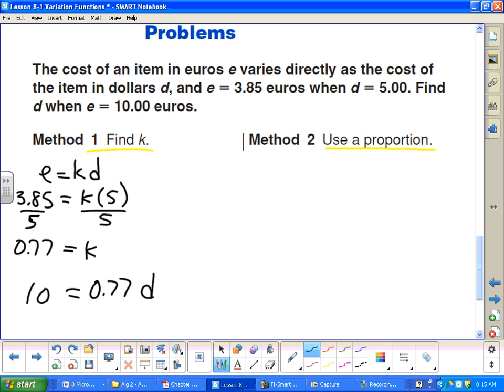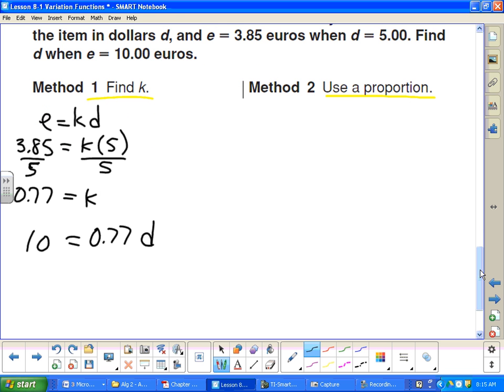And once again, just some division here, 0.77. And if they have 10 euros, how many dollars is that? Okay, so approximately $12.99. All right. So that's one method of doing it.